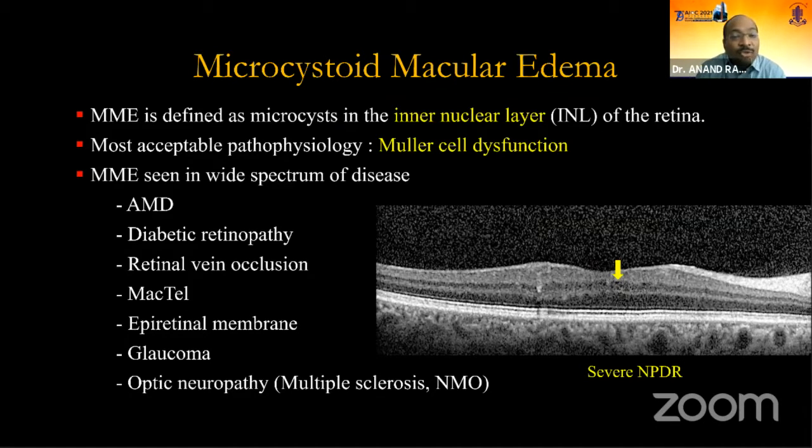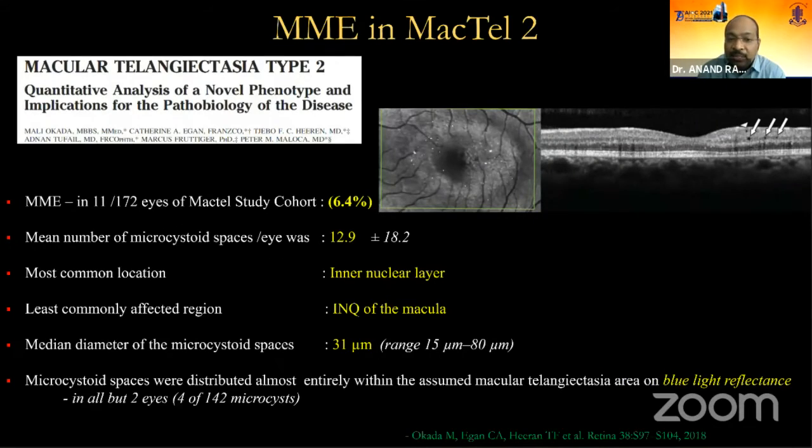So the MacTel group also looked at this. They looked at a cohort and found MME in about 6.4% of their cases. Mean number was 12.9. Most common location, again, they confirm inner nuclear layer. Least common affected region, INQ, inferonasal quadrant of macula. Mean diameter was 31 microns, ranging from 15 to 80. And they found that these were almost entirely distributed within the assumed macular area on blue light reflectance.